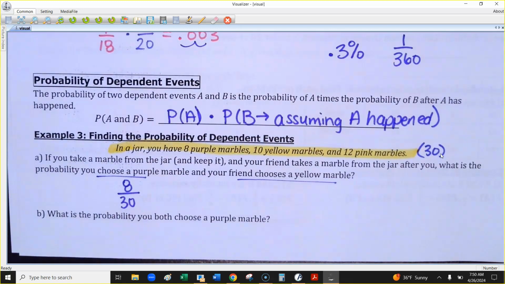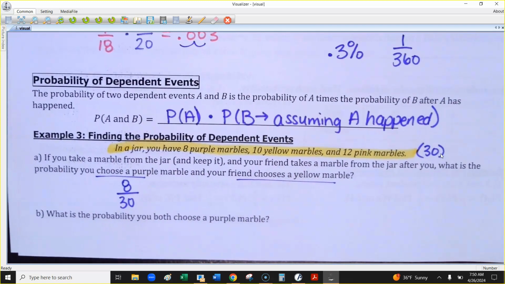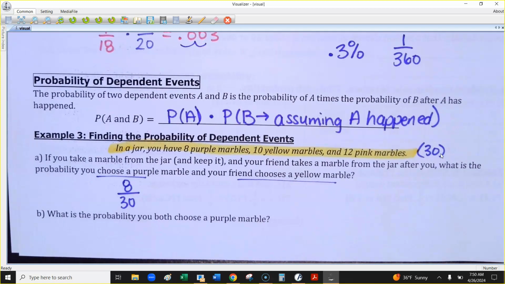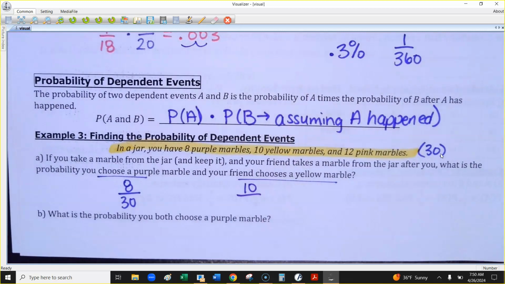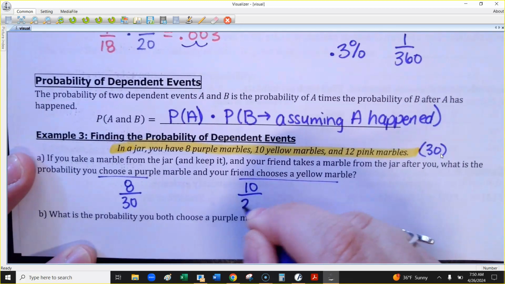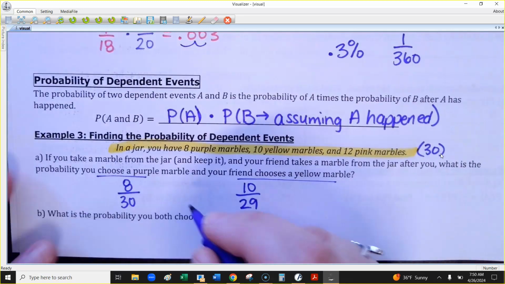Okay, now I'm going to assume that I picked the purple marble out of the jar. What is then the probability? So we got 8 purple, 10 yellow, 12 pink. What is the probability then your friend goes after you and they grab a yellow one? Okay, so 10, because you're assuming you grabbed one of the purple ones, but if you held yours out, now there's only 29 marbles left in the jar, so the bottom of that fraction would be different. And then we would just multiply these 2 guys together.